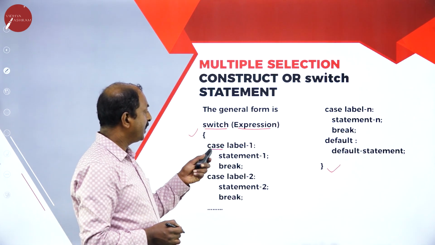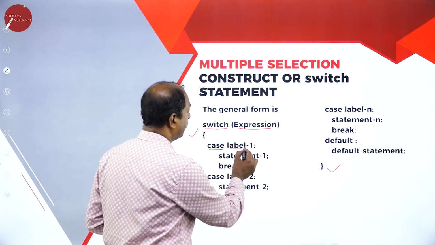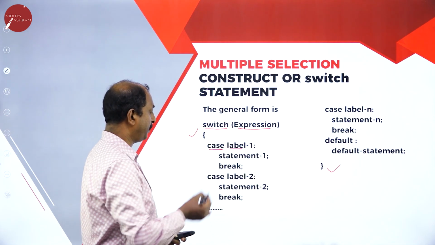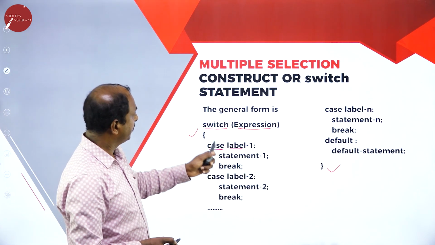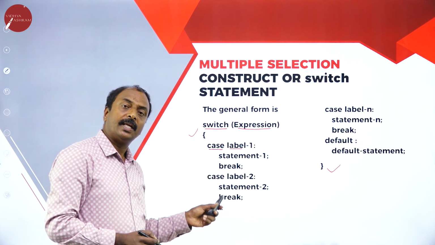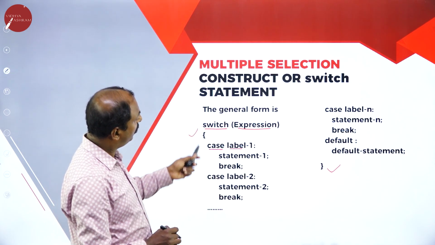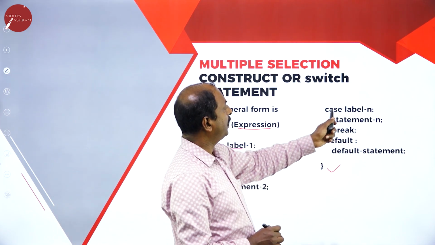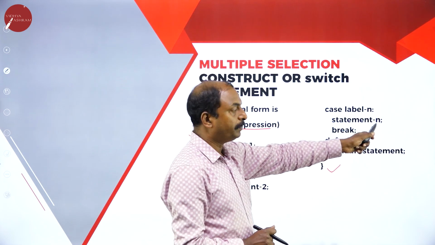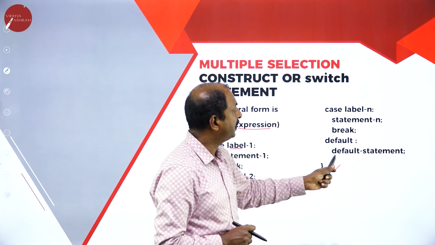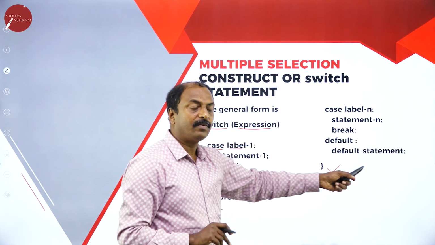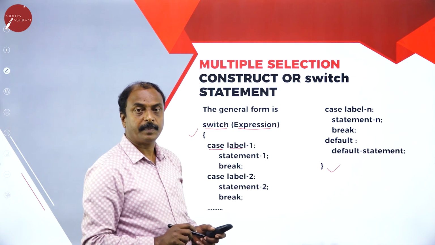So accordingly, case label 1, statement 1, break statement. Case label 2, statement 2, break statement. Similarly, you can have n number of cases inside one switch statement. So label n, then statement n, break, and the last one is default, and this is the default statement. Then we are closing the switch case statement here.